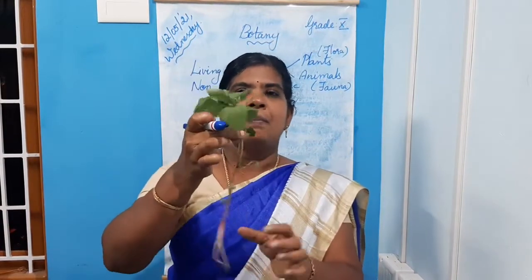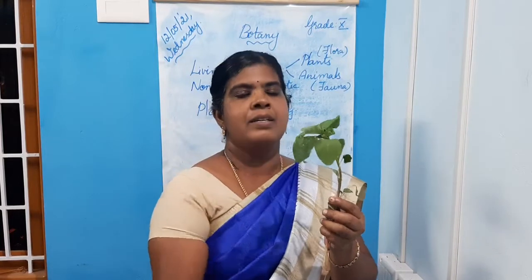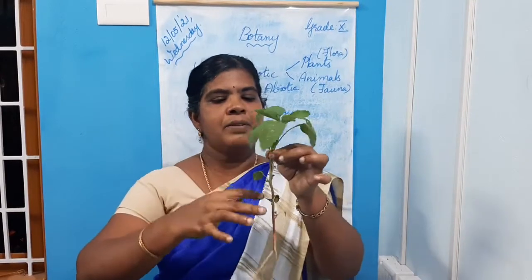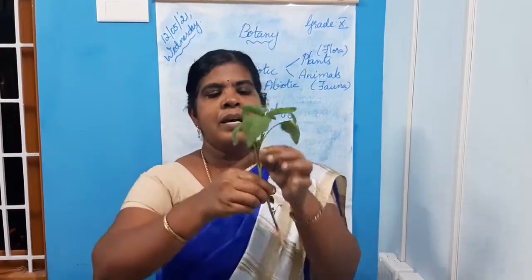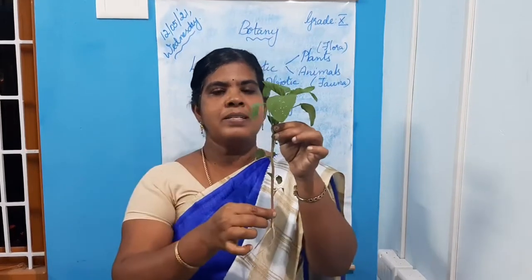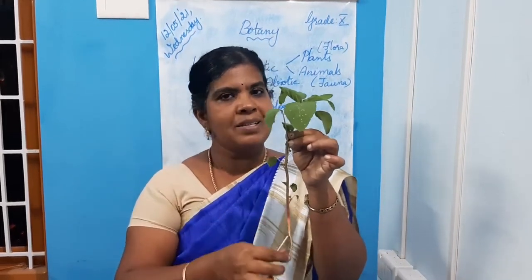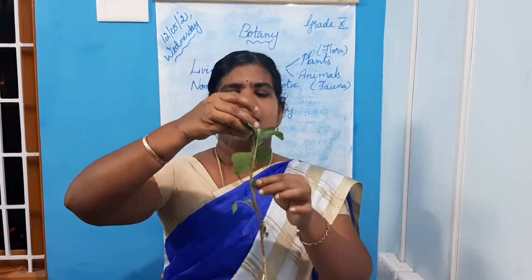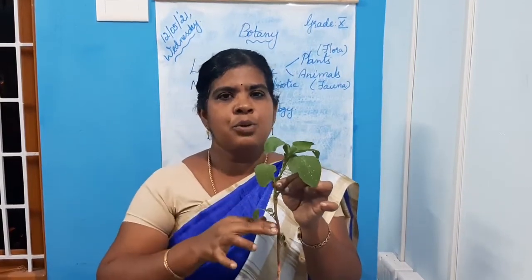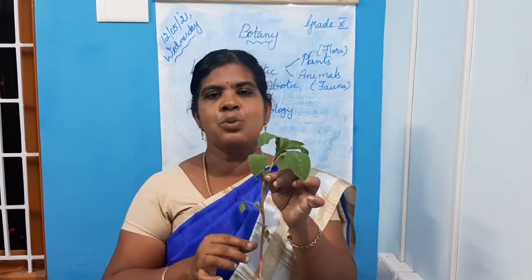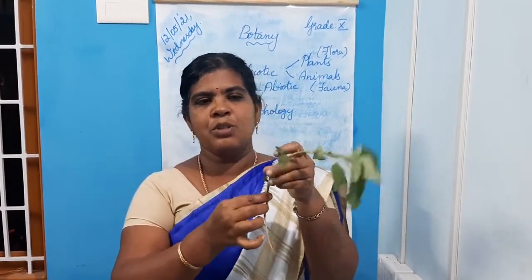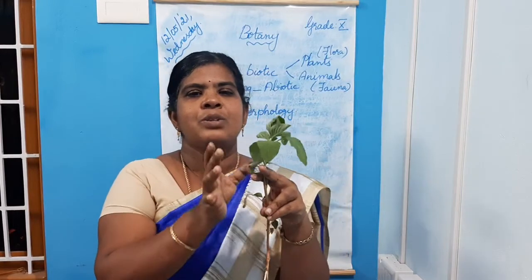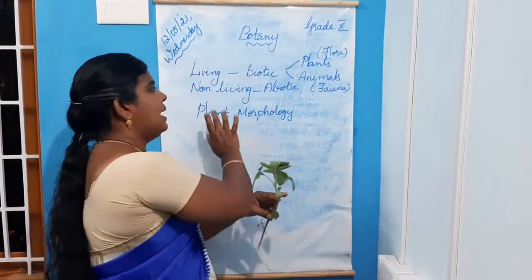Now, this is a plant, isn't it? If you take any plant, every plant consists of two important systems. The root system and the shoot system. Root system always grows below the soil level and the shoot system grows above the soil level. So, the part of the plant body which grows above the soil level is termed as shoot system and the part of a plant which grows below the soil level is termed as root system. So this is the external structure. External structure of a plant is said to be plant morphology.